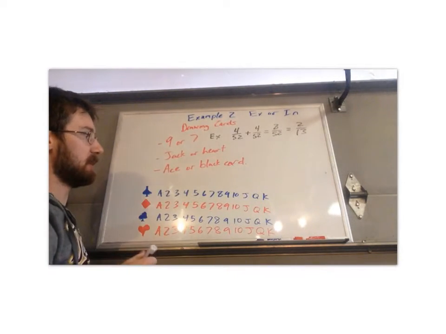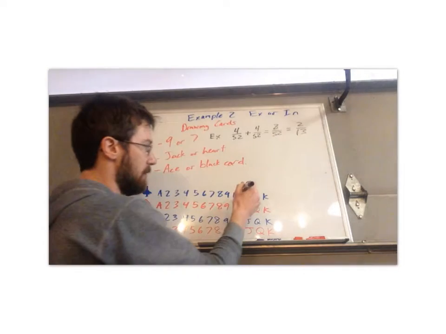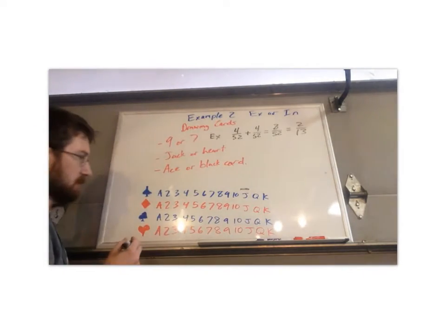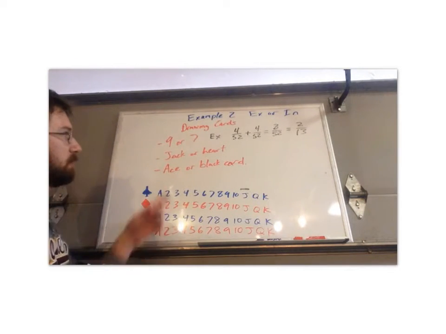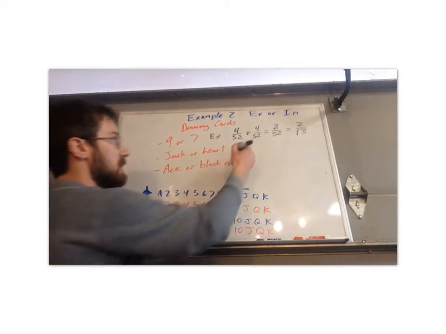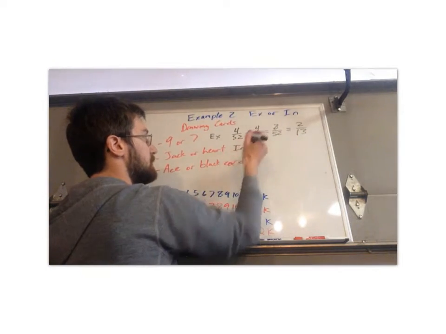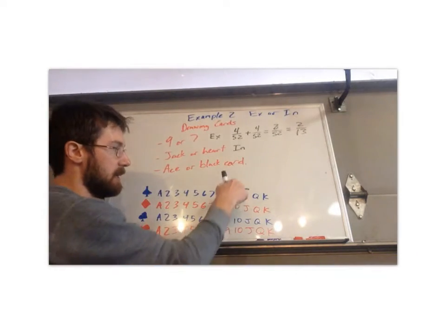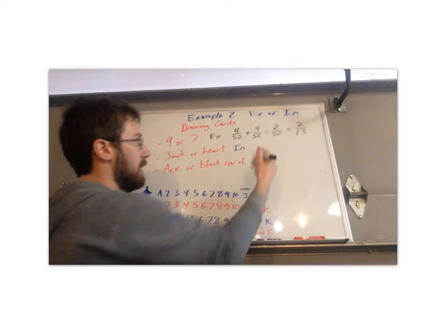Alright, Jack or heart. So what is the probability of a Jack or a heart? Well, my Jacks are right here in this row, and then my hearts are in this bottom row here. So it could be a Jack and a heart at the same time, so this is an inclusive event. And now what's our probability? Well, the probability of being a Jack is 4 out of 52.